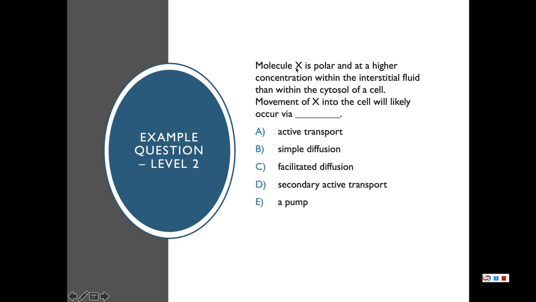So it says molecule X is polar. Polar molecules have a very difficult time diffusing across membranes on their own, and that's because of the hydrophobic nature of the very interior portion of the membrane. And so polar molecules will always require an assistant, and we call that a facilitator. And so in this case, the answer is actually going to be facilitated diffusion.